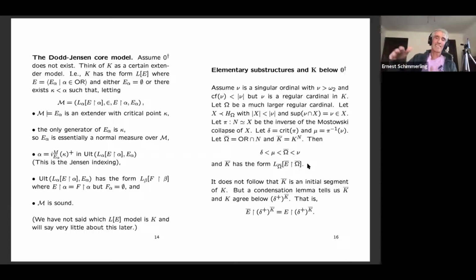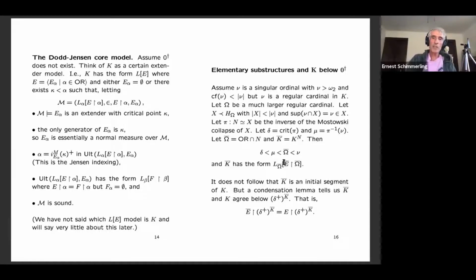It's the preimage of that under pi. It doesn't follow that... So even though K bar is an extender model, it doesn't follow that K bar is an initial segment of K. So that's a big difference between the situation here with K and K bar and the situation before with L and L bar. L bar was just a level of L, but K bar is not just a level of K.